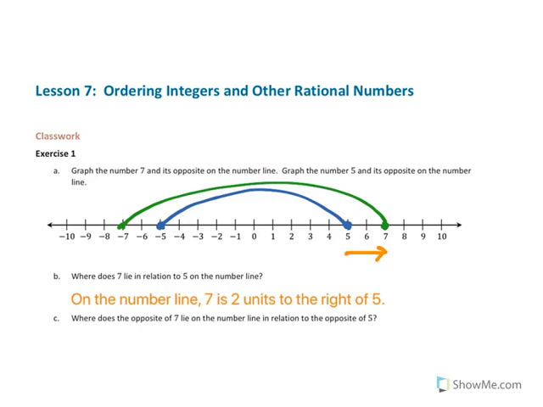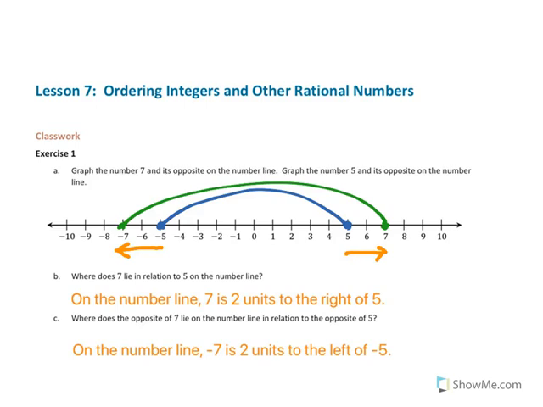Okay, C asks us the same question, only now we're looking at the opposite of 7. So the opposite of 7 we know is negative 7. So where does the opposite of 7, or negative 7, lie on the number line in relation to the opposite of positive 5, or negative 5? Basically they want to know, over here on the left-hand side, where is negative 7 in relation to negative 5? In this case, negative 7 is to the left of negative 5. And that's all we have to write. So on the number line, negative 7 is 2 units to the left of negative 5.